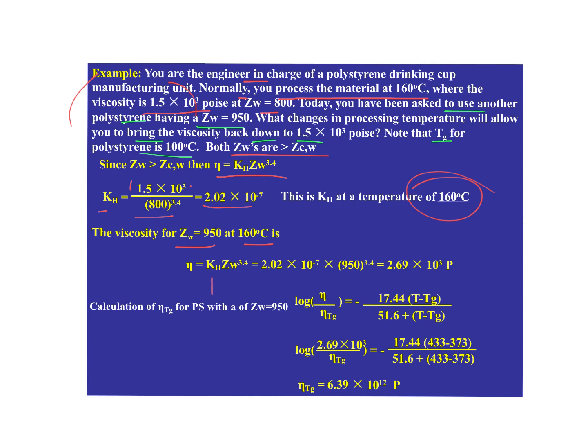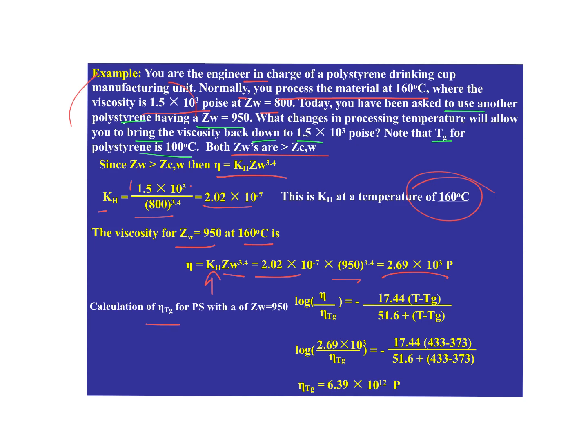we plug in our value of K_H that we just figured out, and Z_w to the 3.4, so it's 2.02 times 10 to the minus 7th times 950 to the 3.4 power. This is 2.69 times 10 to the third poise, all right, so it's above where it was, which we're not happy about. And so we want to figure out, okay, what kind of change in temperature will get us back to where we were before. That's what we're really all about. And is it a reasonable change in temperature?